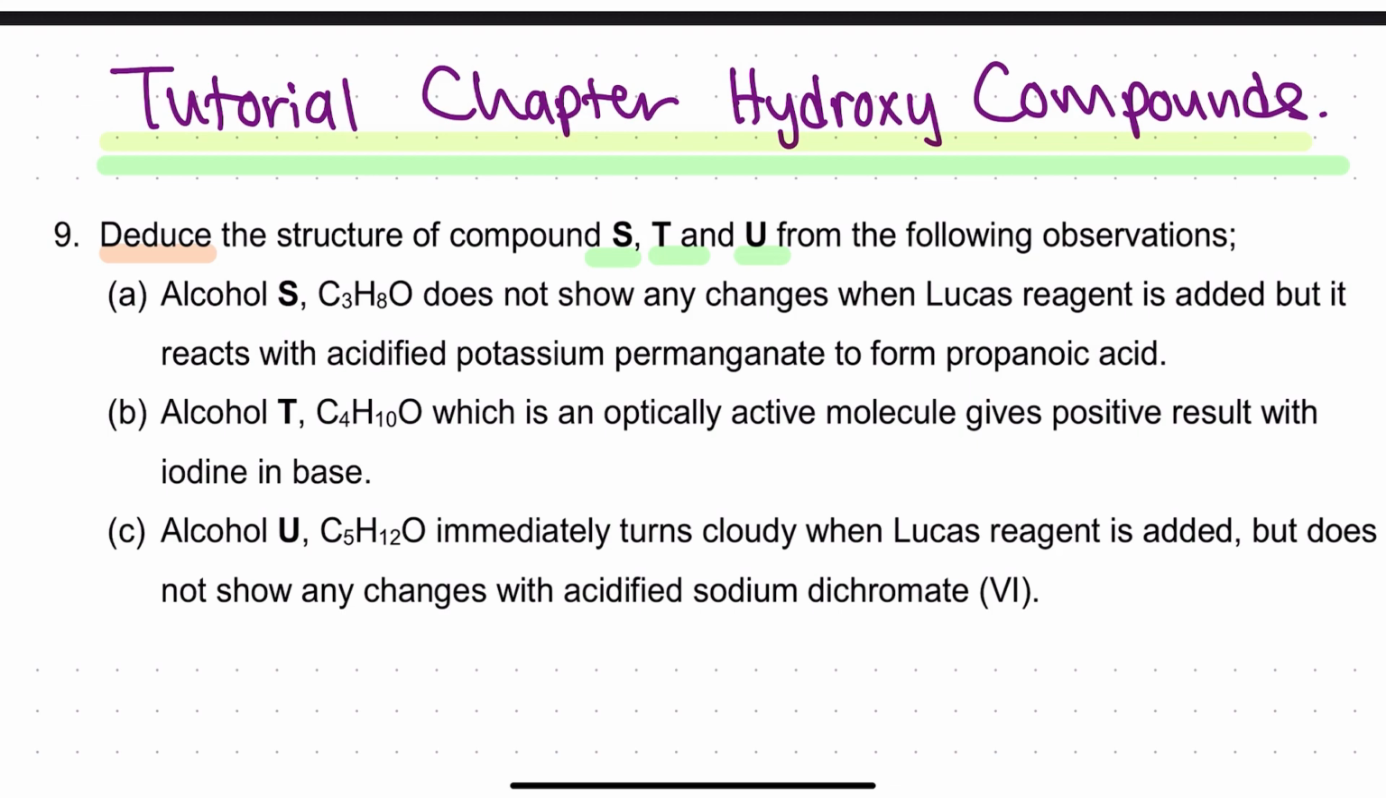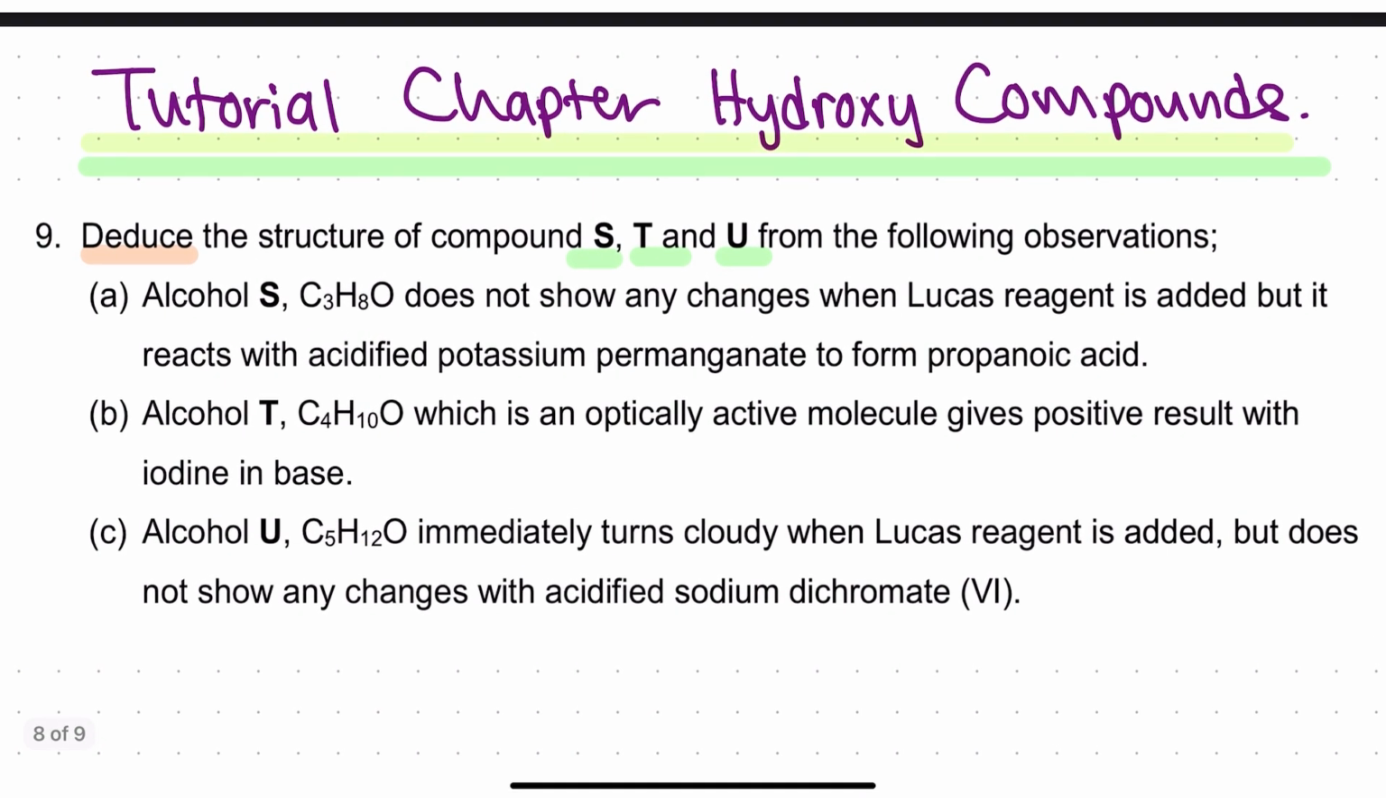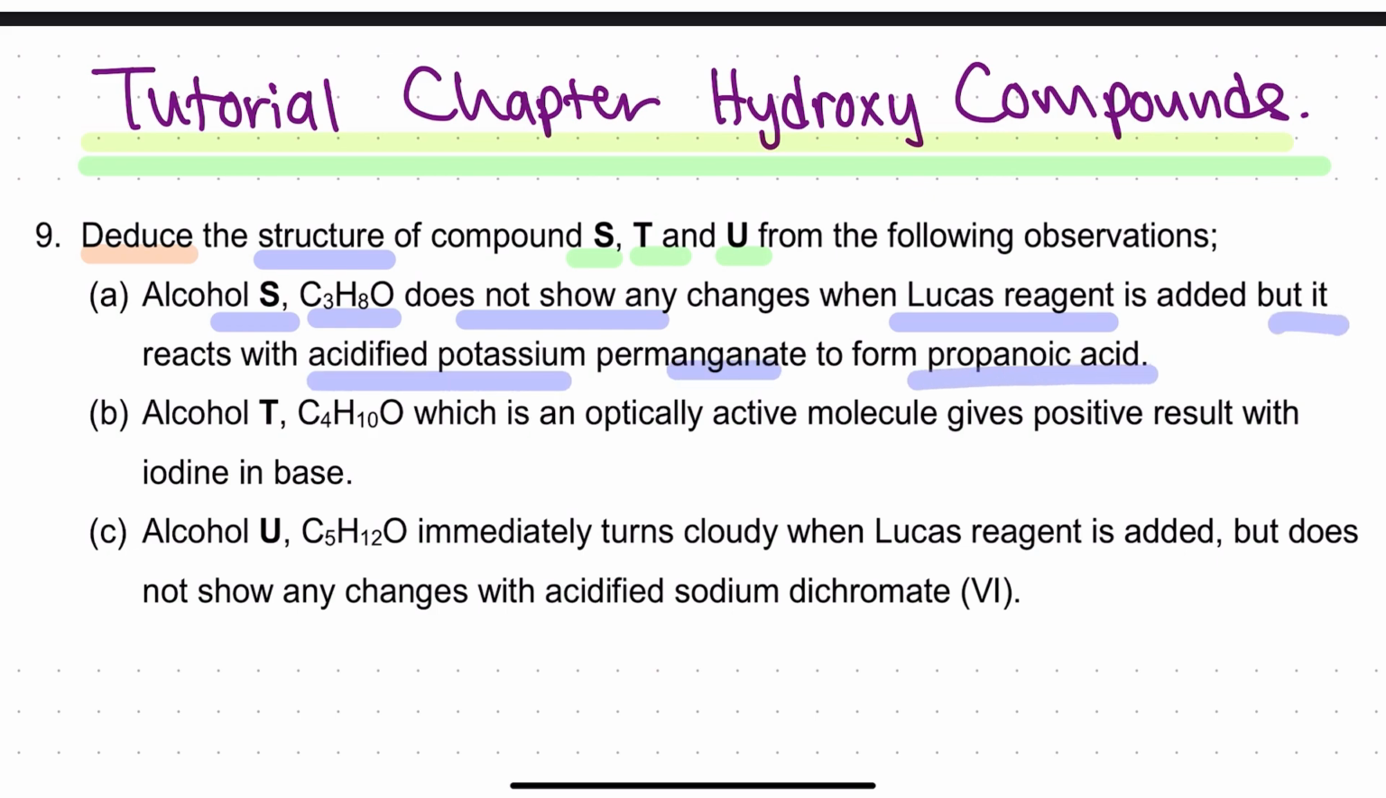And where do you get this explanation? These explanations are basically found in the question itself, along with your answer and reason. So let's see what statements are given. You are required to deduce the structure of compounds S, T, and U for the following observations. Alcohol S, they've already mentioned it's an alcohol, has a general formula of C3H8O, don't forget that, and it does not show any changes with Lucas reagent. But when added to acidified potassium permanganate, it forms propanoic acid.